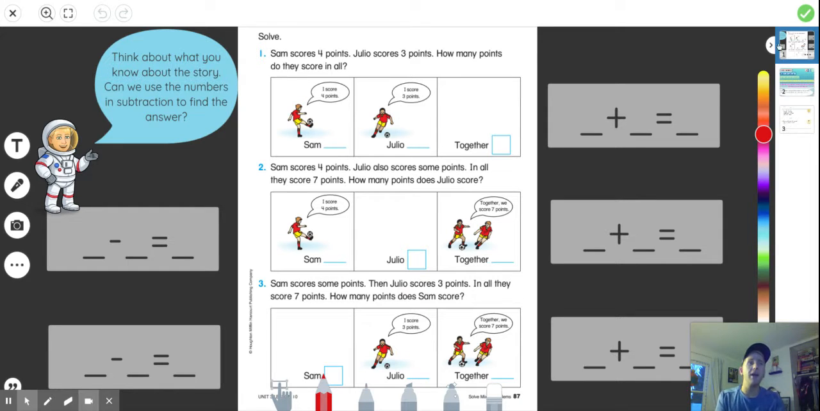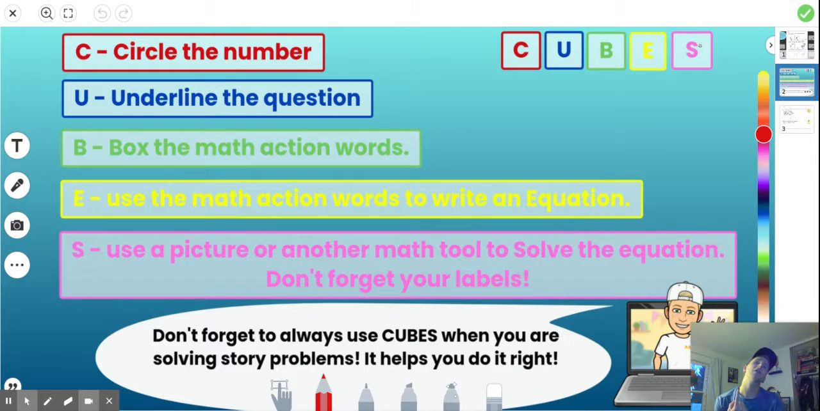But before I do that, I do want to give you one quick reminder on CUBES. Remember the C, circle the number. U, underline the question. B, box the math action words. E, write an equation. S, solve. All right. I'm not seeing enough CUBES on our work right now. I know it, like I said down here below, don't forget to always use it. It's going to help you.